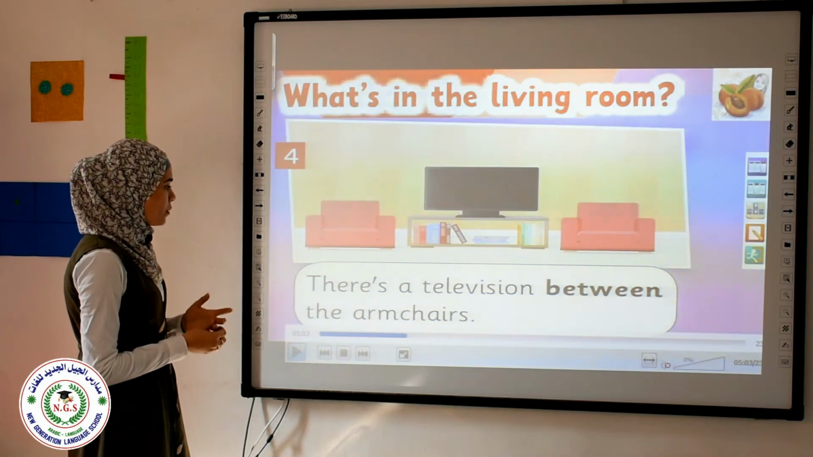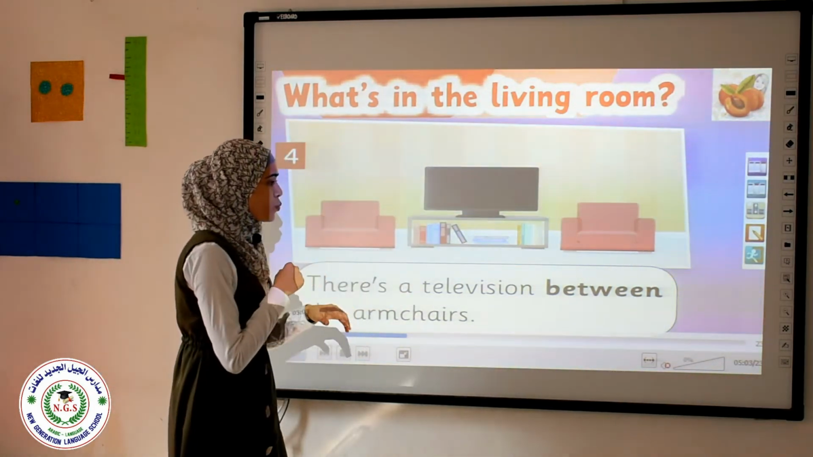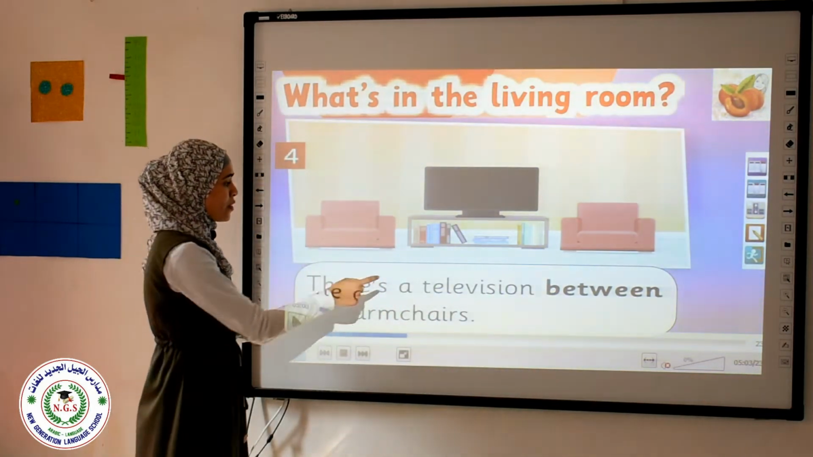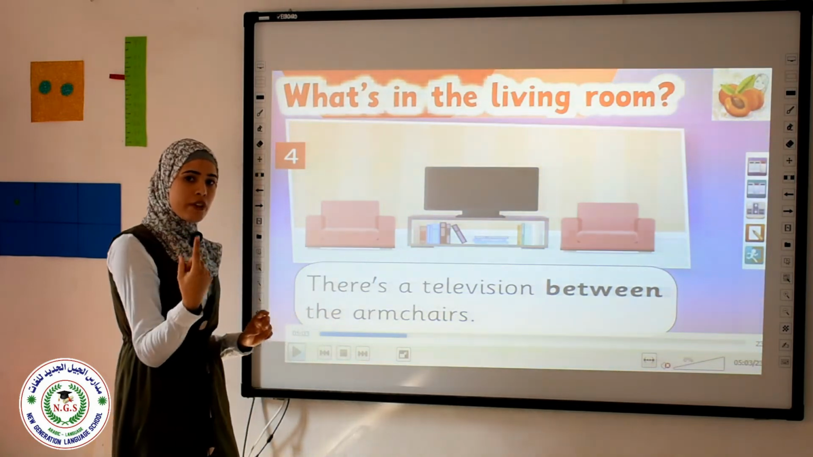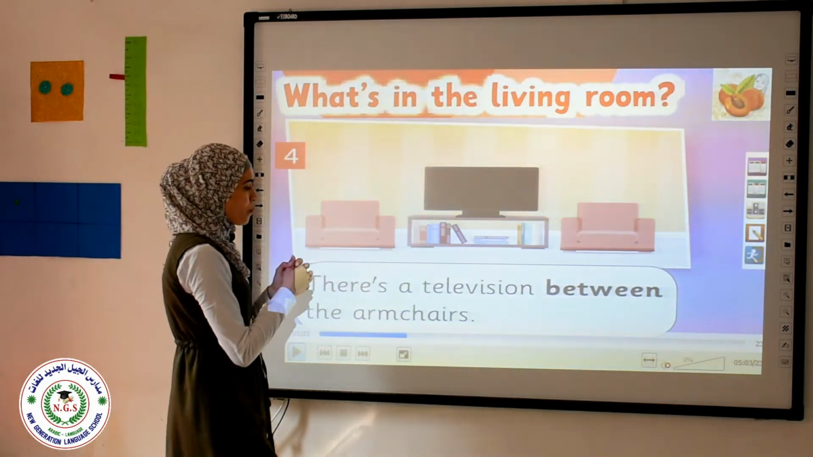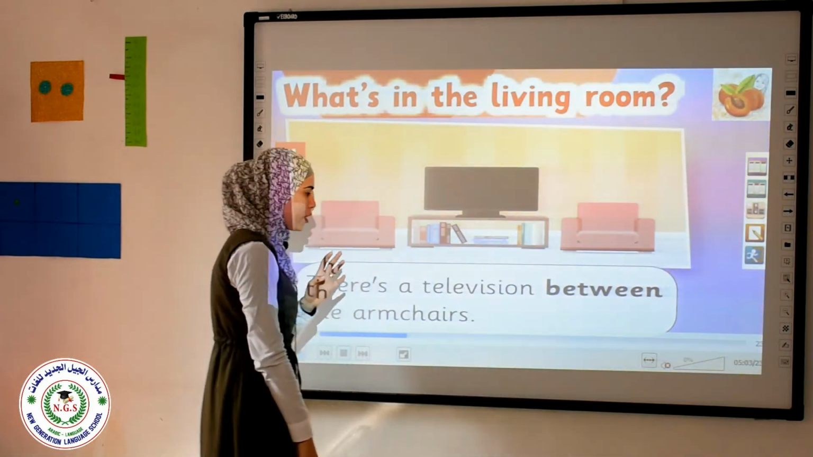Number 4, there is a television here. Between what? Between the armchairs. There is of course one television between the armchairs, so the last preposition is between.